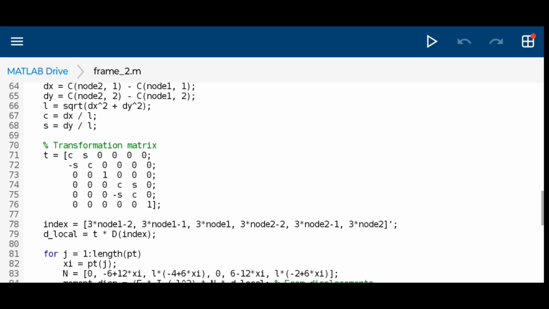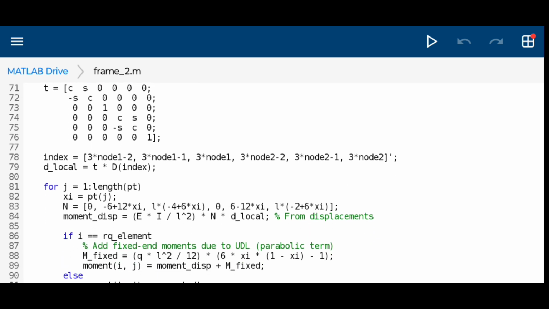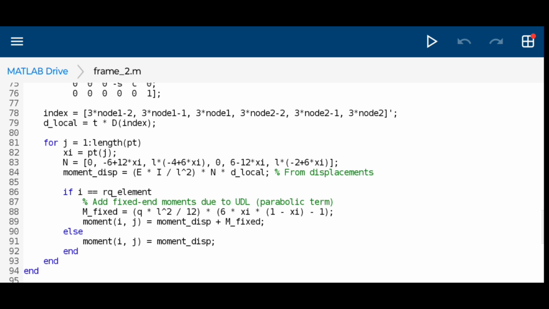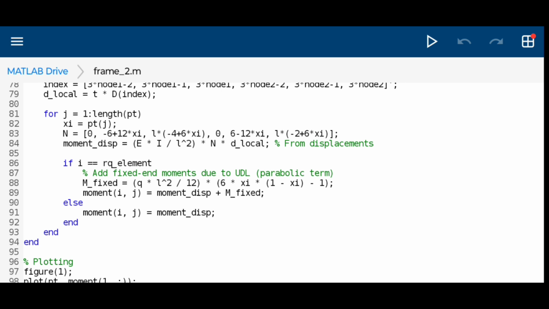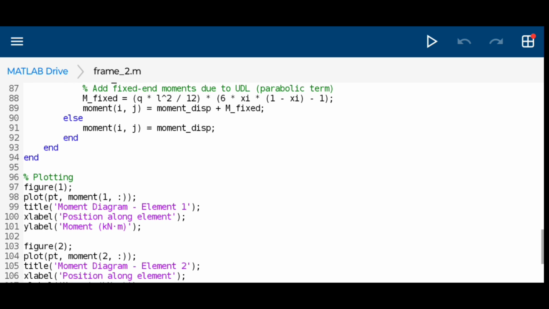The difference is here we will convert the global displacement into the local, to get the local element moment and shears in the local terms. So we have used this loop for finding the moment, and then we have just used these equations. We have also considered this RQ effect, like this added fixed end moment due to this parabolic term, for the second element, as we have used superposition for this.